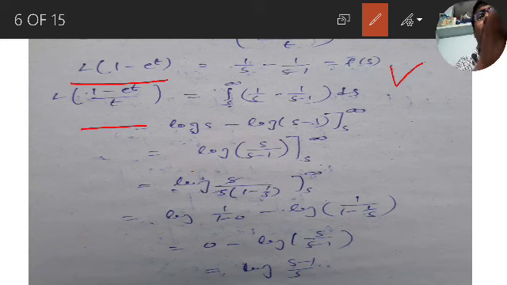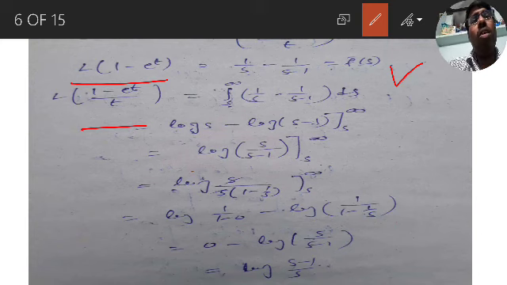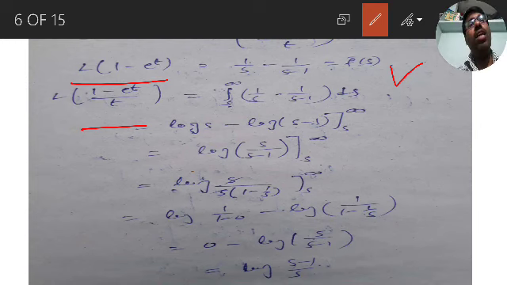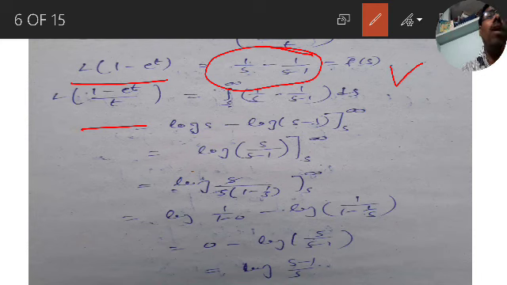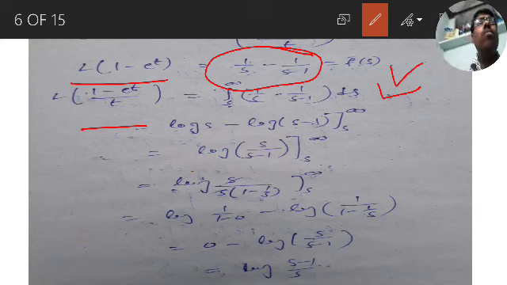Now apply the method to (1 minus e^t) by t. The Laplace transform of (1 minus e^t) divided by t means we have to integrate f bar of s. What is f bar of s? 1 by s minus 1 by (s minus 1). So integrate from s to infinity of [1 by s minus 1 by (s minus 1)] ds. This is the integration of 1 by x.